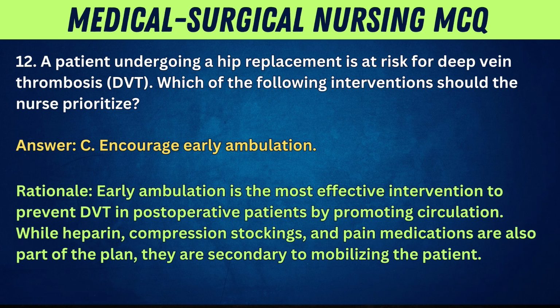Rationale: Early ambulation is the most effective intervention to prevent DVT in postoperative patients by promoting circulation. While heparin, compression stockings, and pain medications are also part of the plan, they are secondary to mobilizing the patient.